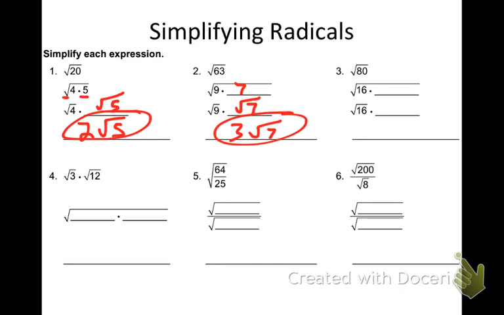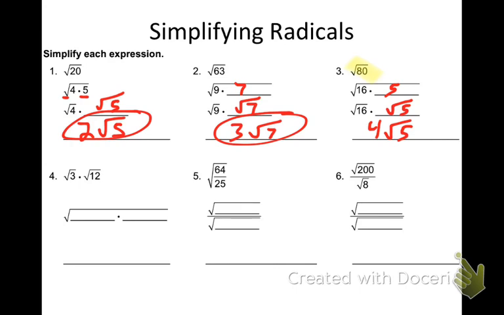So you want to find a perfect square that goes in. Let's try number 3. 80. I love this problem. You'll probably see this one again. Square root of 80. Square root of 16 times what is 80? 5. So I have the square root of 16 times the square root of 5. What's the square root of 16? 4. So my answer is 4 square root of 5.